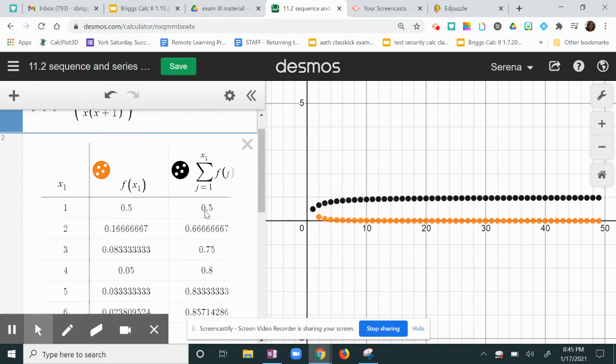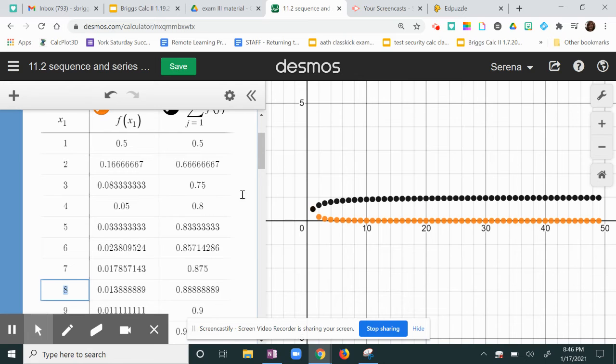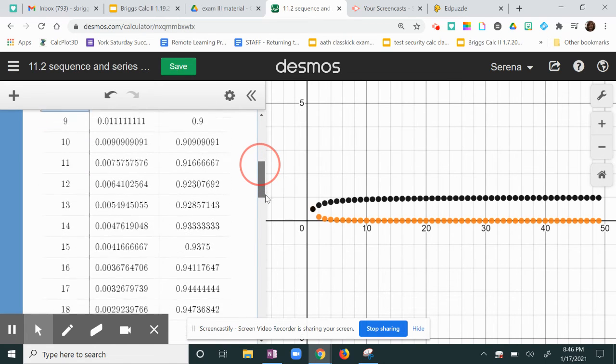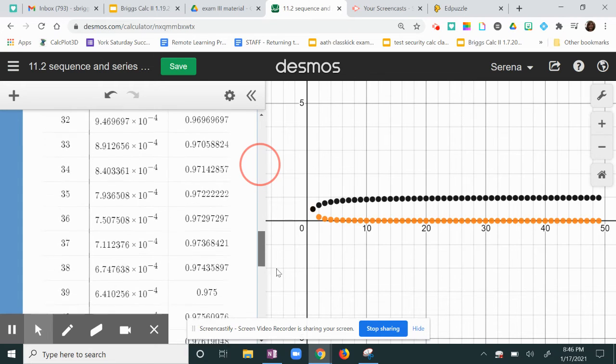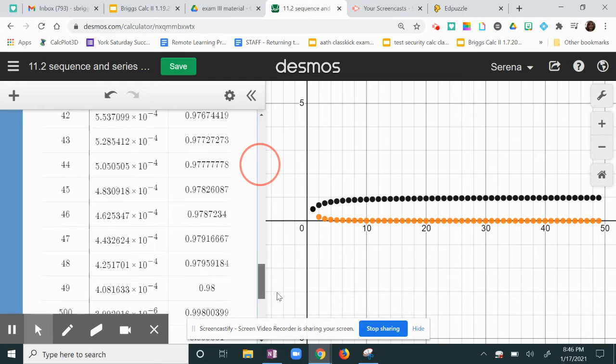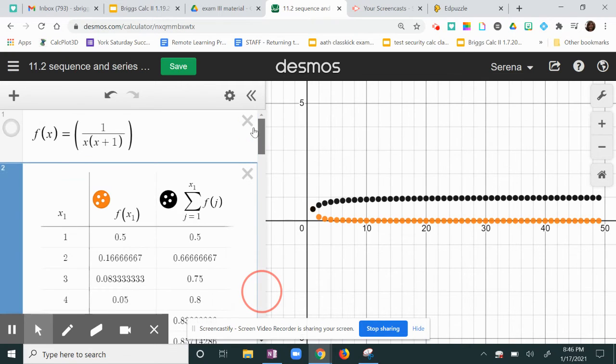Look at those terms. The first partial sum is 1/2. The second partial sum is 2/3. The third partial sum is 3/4, etc. And we can actually show a lot more rows here and see how the series seems to be getting closer and closer to 1. There it is up to 0.98. There it is up to 0.99999 with 10,000 terms. So the series is converging on 1 while the sequence is converging on 0.